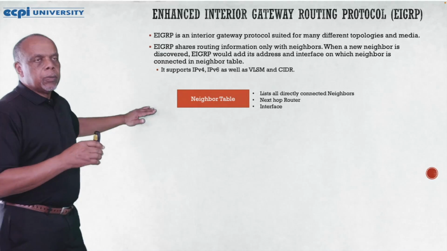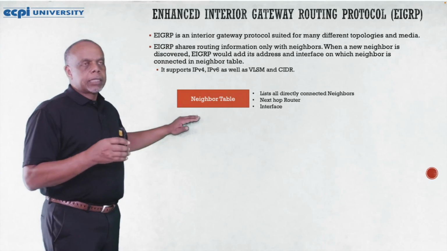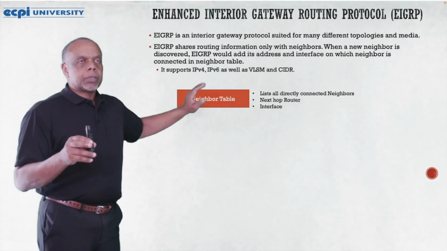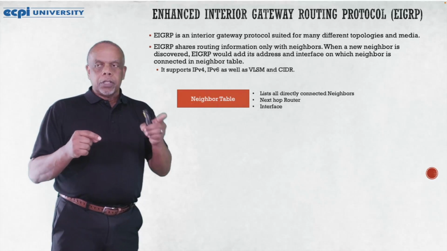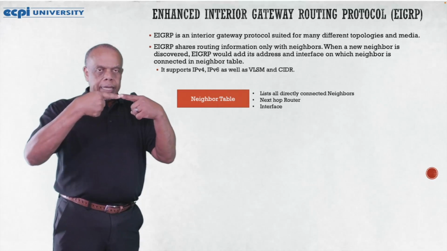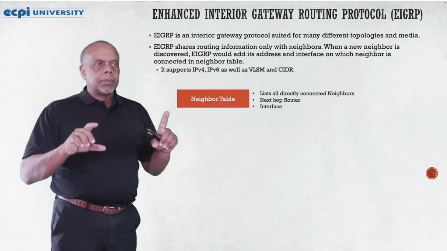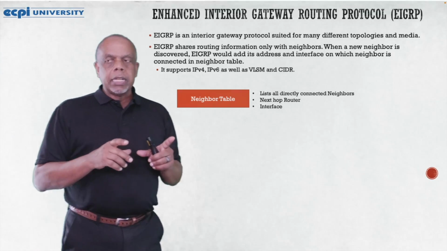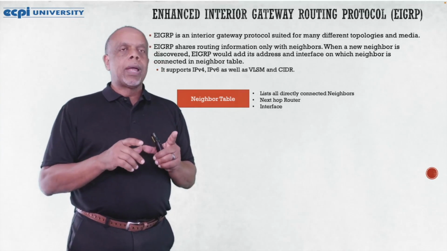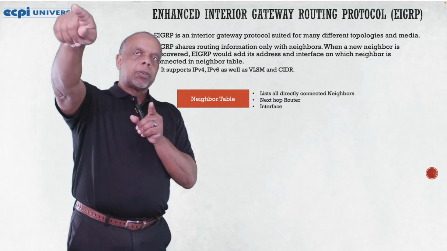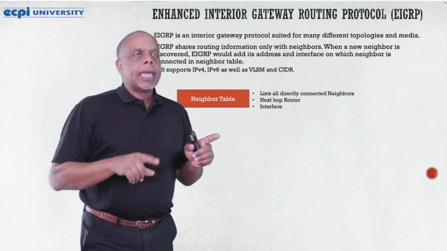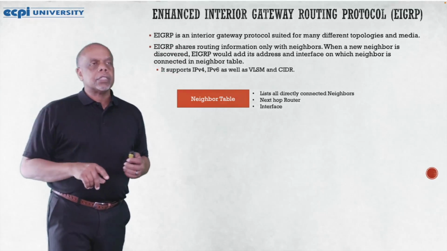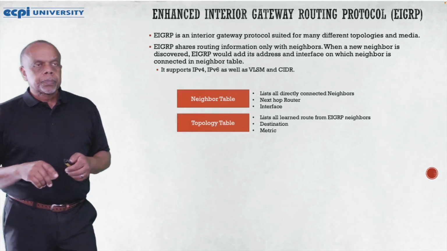First of all, it builds within itself a neighbor table, where it learns all of its neighbors and lists all of the directly connected neighbors. So if you've got two routers that are directly connected, it lists that in its table. And then from there, it lists what they call the next hop router. Meaning, if I want to get to this place right here, I've got to hop to this router to get there. And it knows all the interfaces. That's all listed in the table.